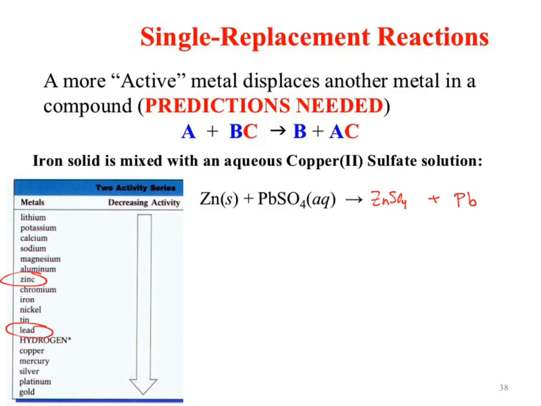Okay. Ranking activity. The higher up on this, the more active you are. Well, what does activity mean? If it's more active, it's more likely to react. So the higher up on this, the more likely it reacts. If it reacts, what is it with?